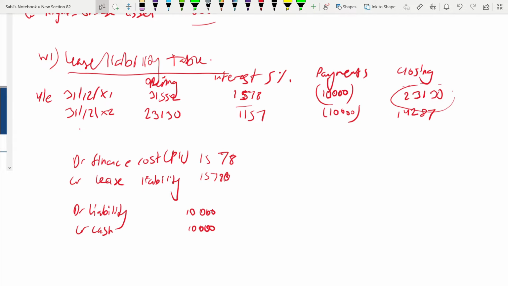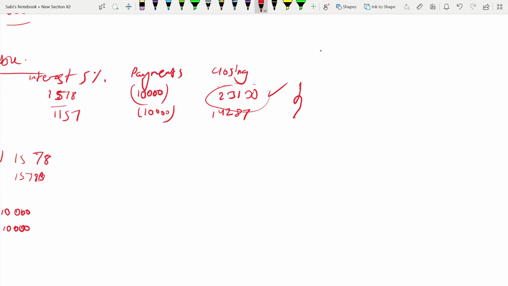And the liability has a carrying amount of... So on your statement of financial position, what will go? This one, 23,130. It has a carrying amount of this one at the reporting date. Okay. Why did I do the next year? The reason why I did this for 2 years is to find the current and non-current liability.